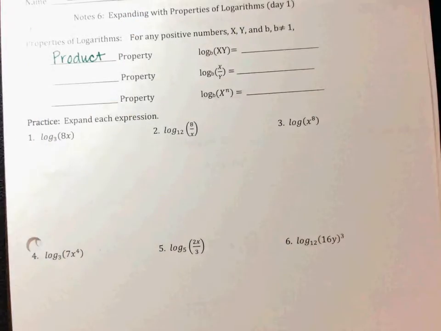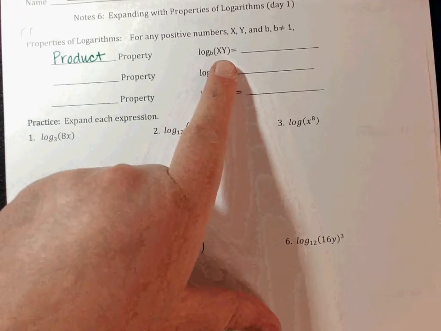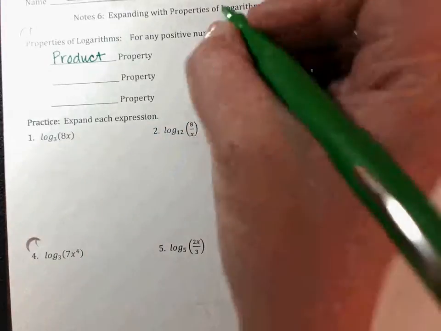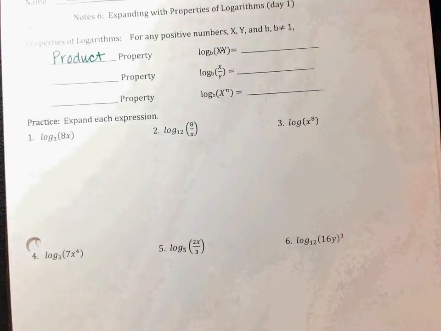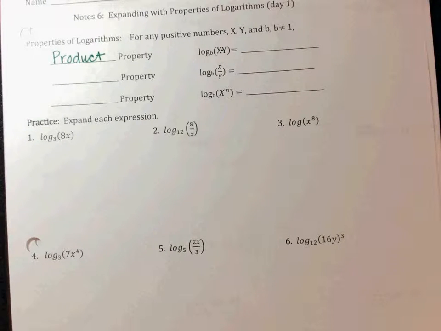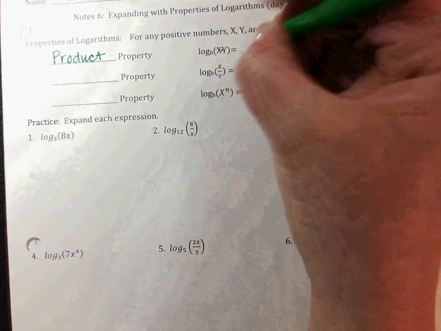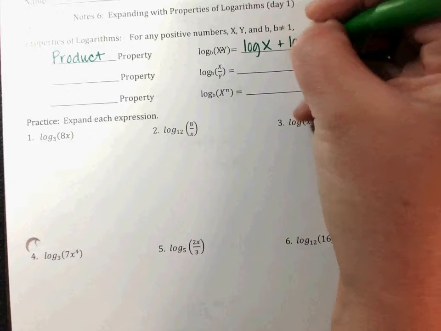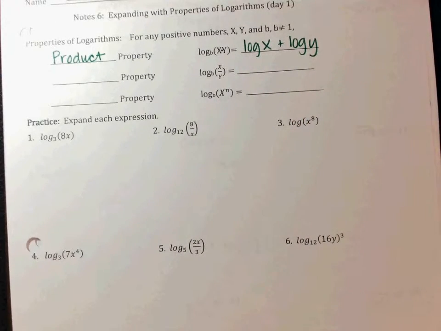And the reason that it's the product property is because look inside the parentheses, what are x and y doing? They're being multiplied. That's x times y. So if you want to put a little dot in there, okay, those are multiplied together. Okay, so the way that you can split up a log of a product is that you'll do the log of x plus the log of y.